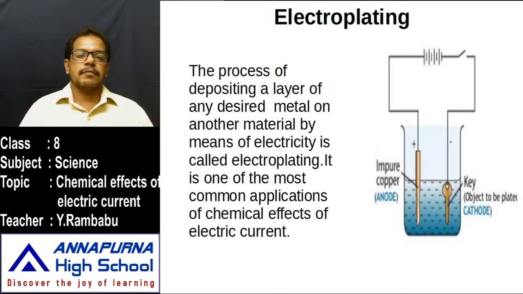Some metals are corroded easily. That means simply if we place a copper metal outside, after a few days we observe a bluish green color coating is formed. That is due to corrosion. And if an iron object is placed outside, what happens? It gets corroded.